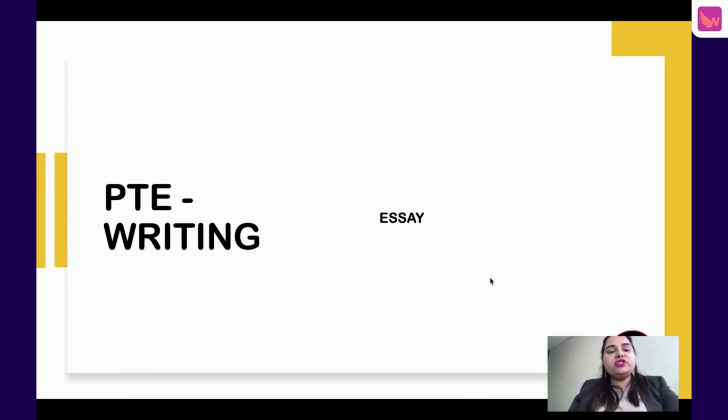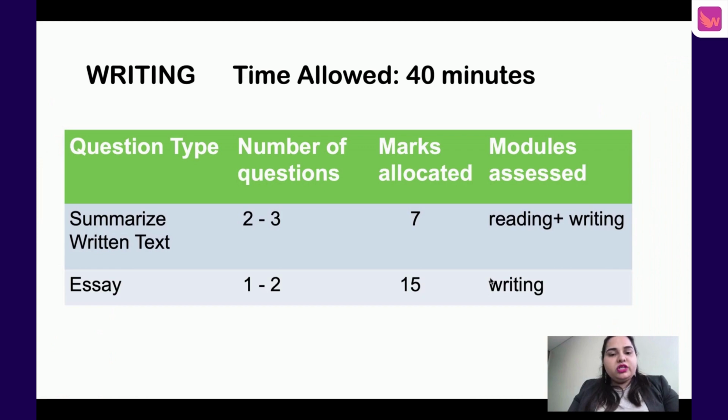Today we are going to do the topic of PTE writing, that is essay. First of all, you need to know how many questions there will be and what the sequence of this in your test is going to be. After your summarized written text, you will have essay and there might be one question, there might be two questions. The probability is 50-50 for both of them. So be prepared whenever you practice for two questions, not one anyway.